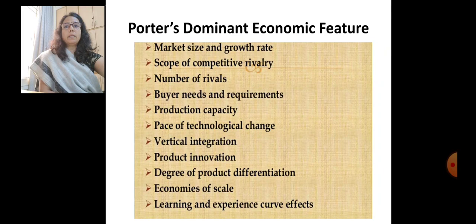Then talking about buyer needs and requirements, industry members must take into consideration the needs and tastes of final buyers as well as the middlemen. So basically organizations have to do a lot of research in order to know the major shifts in buyers' needs and requirements. They should also know about various factors affecting consumer behavior.